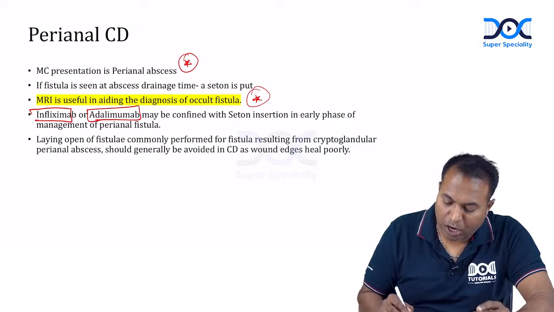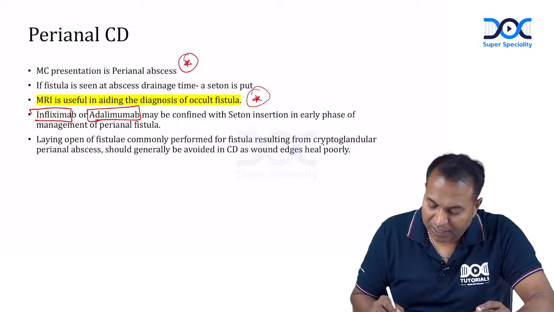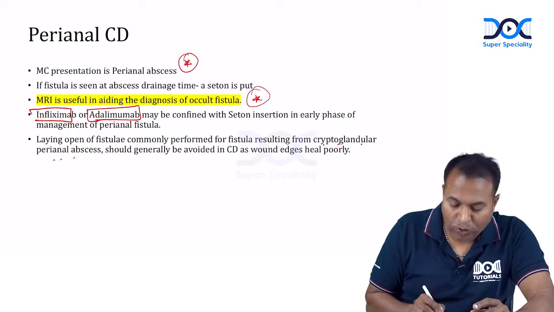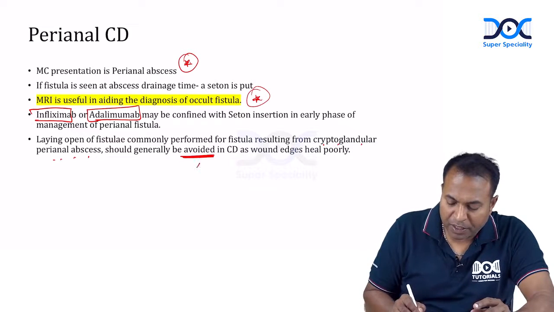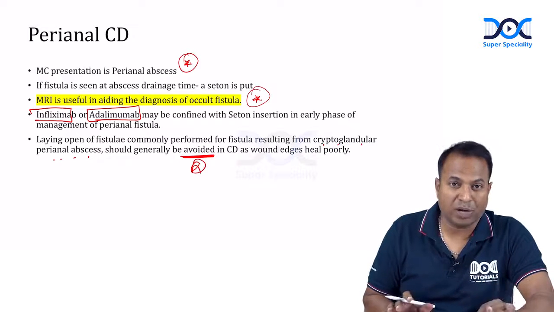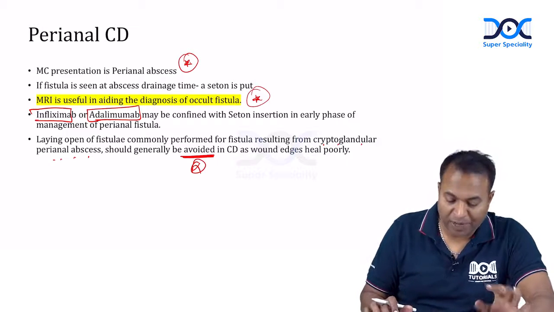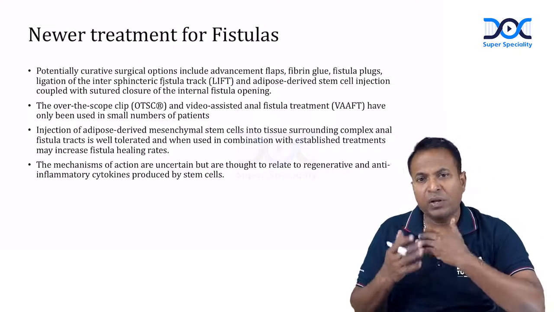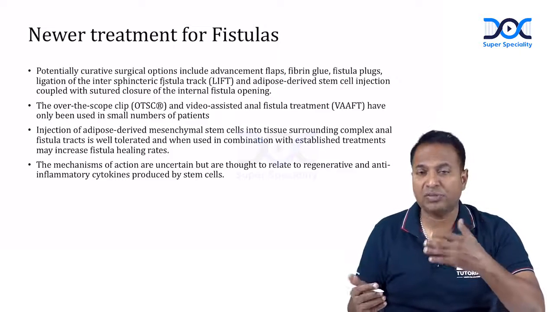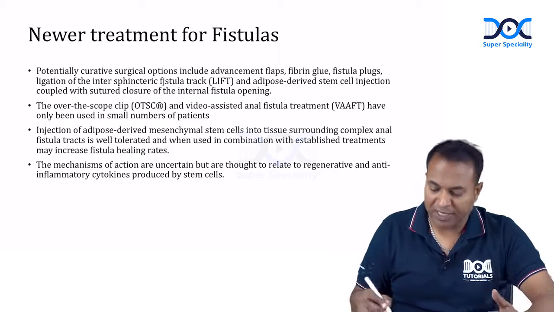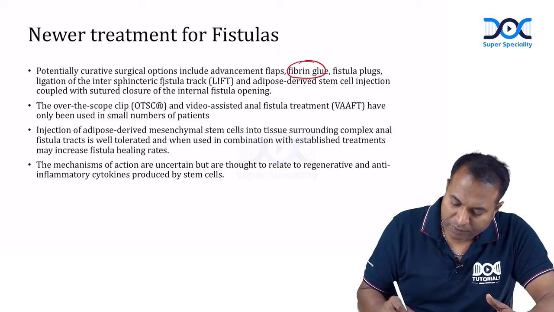Laying open of the fistula, commonly performed for fistulas resulting from cryptoglandular abscess, should be avoided. So, don't do fistulotomy or fistulectomy because the wounds will not heal in Crohn's disease. Try to avoid surgery, and there are many new treatments available for fistulas which can be a better option than surgical techniques, like fibrin glue, flaps, fistula plugs.